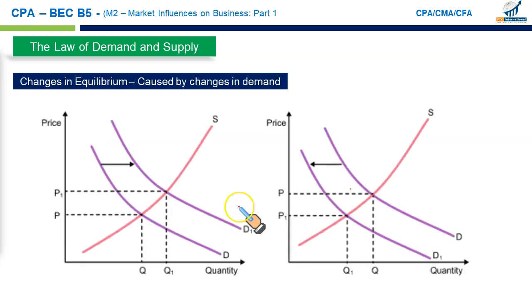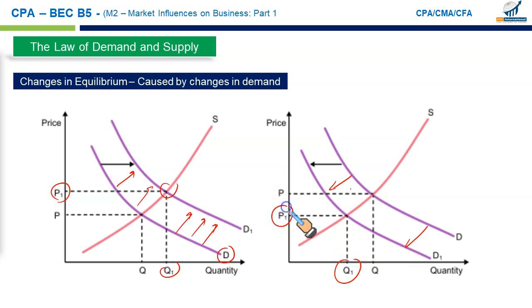Equilibrium can also be changed by changes in demand. If this is the original demand curve, and because of an increase in population or consumer preferences, the demand curve can shift outward, so the new equilibrium quantity will be Q1 and the new price will be P1. And likewise, with a change in preferences, taste, fashion, or trend, the demand curve can shift inwards. In that case, the equilibrium quantity will shift from Q to Q1 and the price will fall from P to P1.